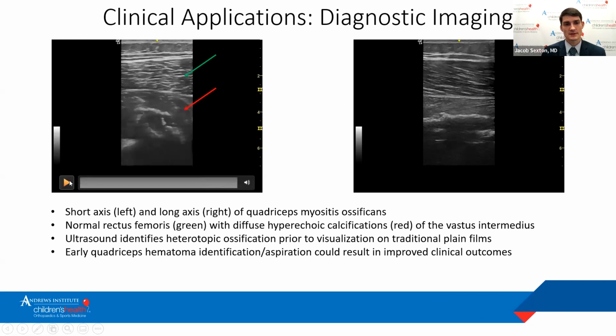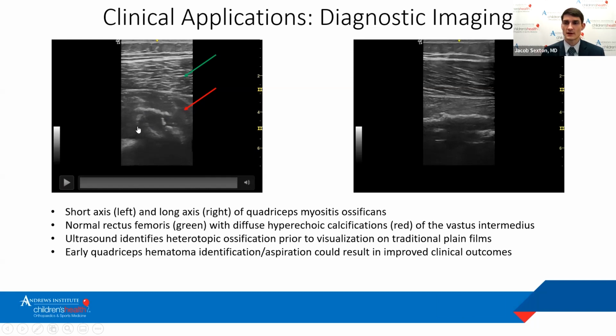As you can see here, as this image plays, it has this nice starry sky pattern. And then underneath here, like I talked about with the vastus intermedius, you have multiple hyperechoic areas with posterior acoustic shadowing. And then you have additional hyperechoic areas, all representing calcium deposition consistent with myositis ossificans.